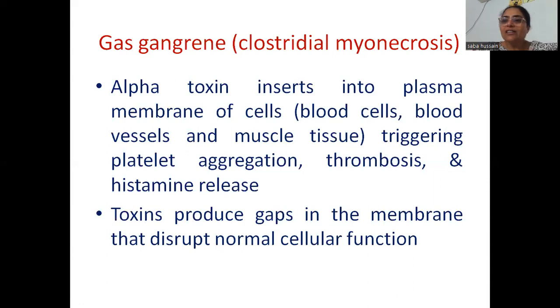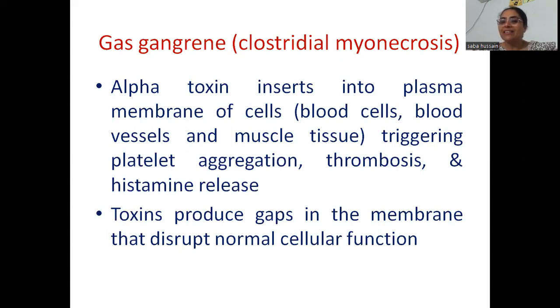I have already told the pathogenic or virulence factors of Clostridium perfringens, in which I've talked about all the kinds of toxins that are present in Clostridium perfringens. So here, what is the role of alpha toxin? This alpha toxin inserts into the plasma membrane of different cells like blood cells, blood vessels, muscle tissue, and triggers platelet aggregation, thrombosis, and histamine release.